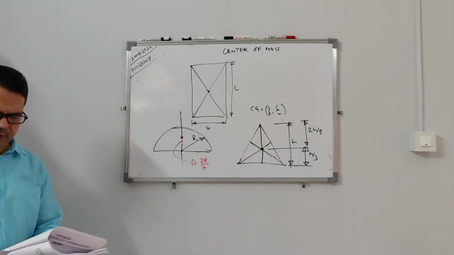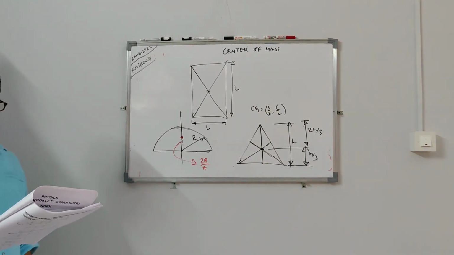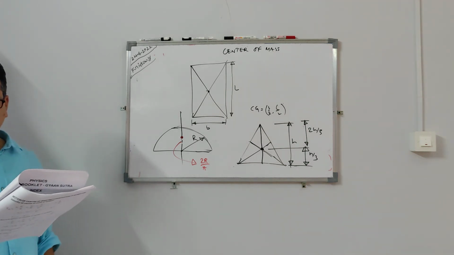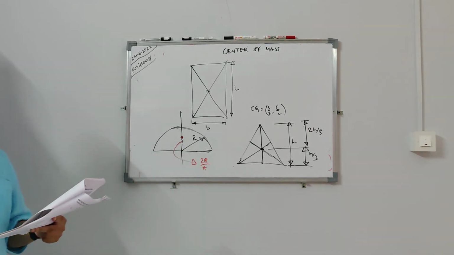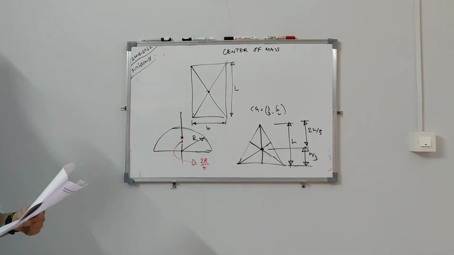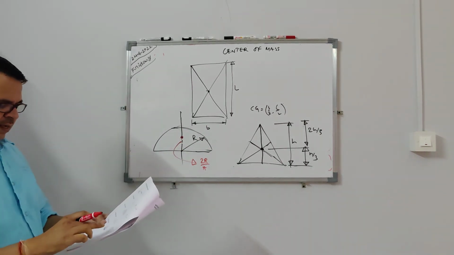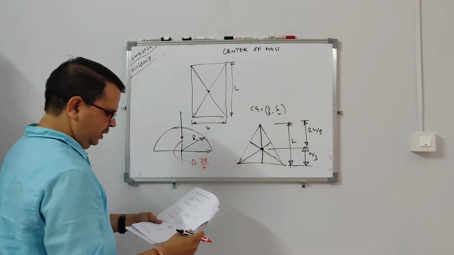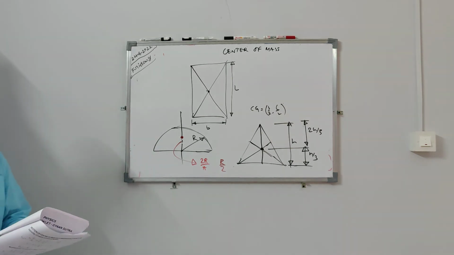And there are some other things, like a hemispherical shell and a hemisphere. Shell means it is completely hollow. If it is a 3D solid, that will be a hemisphere. For a hemisphere the distance is 3r by 8, and for a shell it is r by 2. You just have to remember those things.